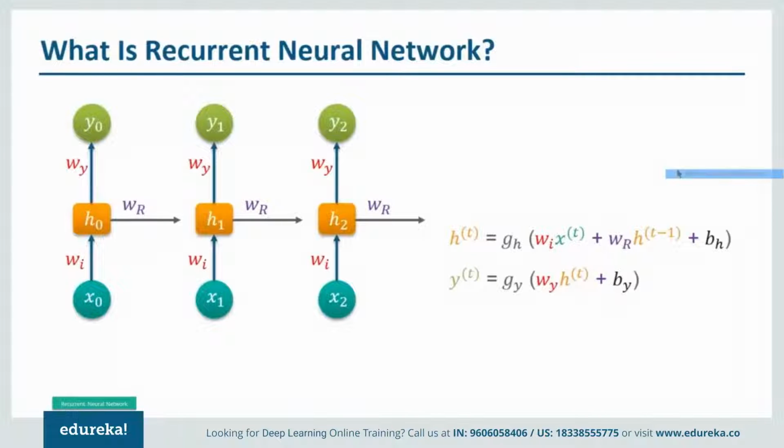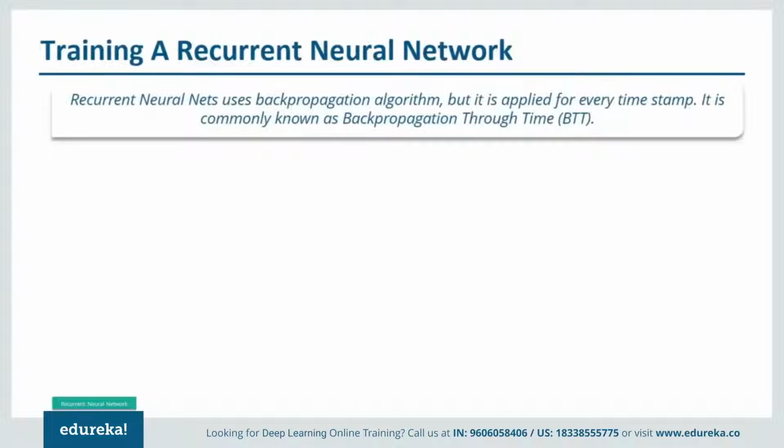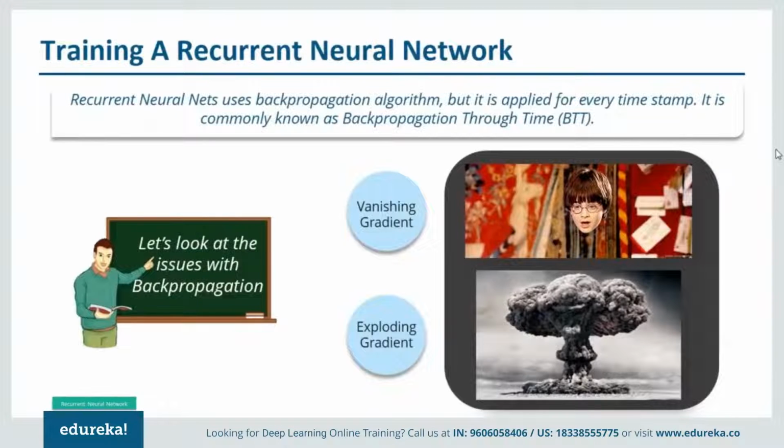Now you must be thinking how to train a recurrent neural network. A recurrent neural network uses the backpropagation algorithm for training. But backpropagation happens for every timestamp. That is why it is commonly called backpropagation through time. Now with backpropagation, there are certain issues, namely vanishing and exploding gradients. Let us see those one by one.